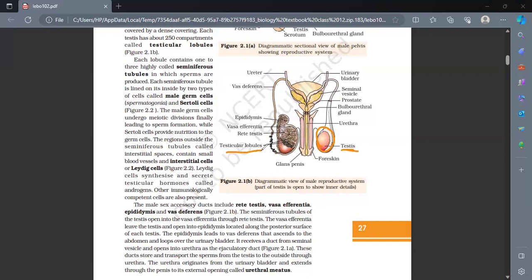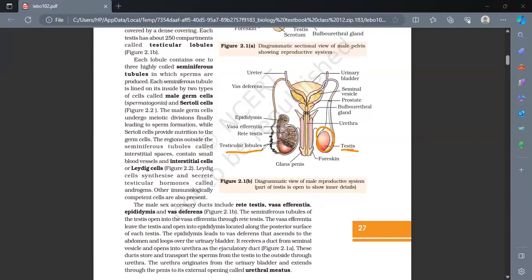The testes have compartments inside them. Nearly 250 compartments are present, and each of these compartments has seminiferous tubules inside it. Such tricky questions come during the examination: What does the testes hold? What is the testicular lobule? What is there inside the testicular lobules? You should be very clear in your mind.